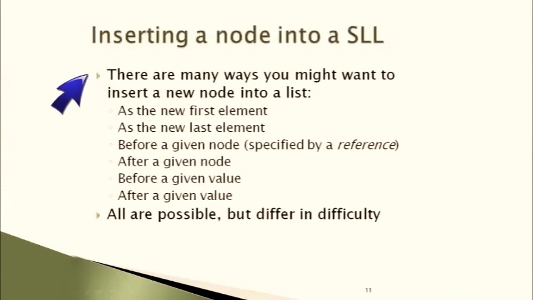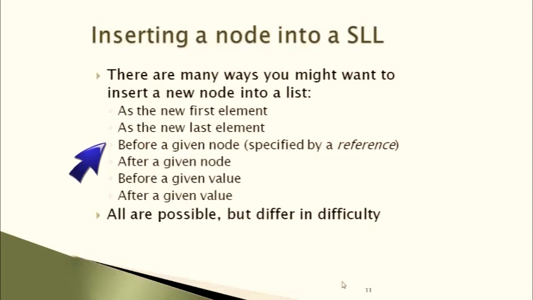Okay guys, there are many ways you might want to insert a new node into a list. First, as the new first element, that means your list is empty. Second case is as a new last element. That means you want to insert the element at the end always. For example, if I have inserted 1, then 2, the next element I want to insert, 3, will be after 2.